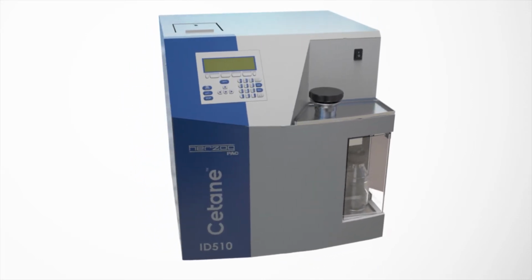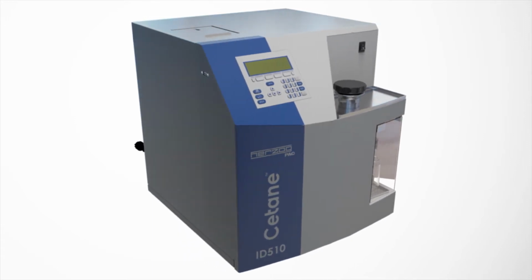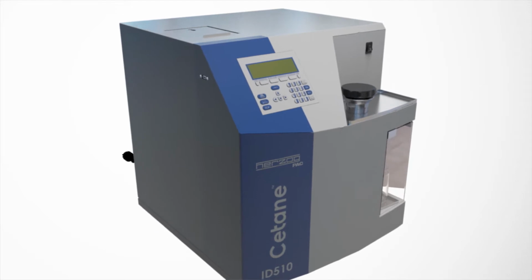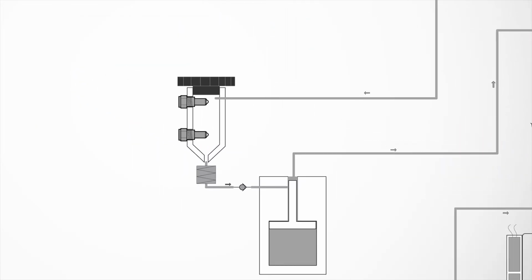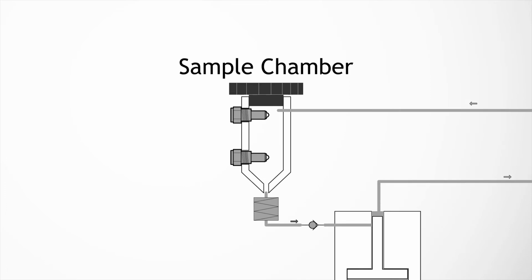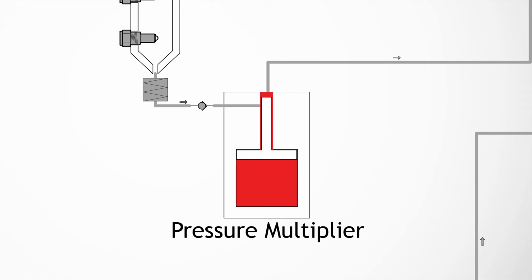Let's first look at the main hardware components of the CID 510 system that makes it work with incredible precision. A sample chamber designed to hold diesel fuel at high pressure with high and low level sensors built in. A pressure multiplier that delivers fuel to the injector at the required pressure.